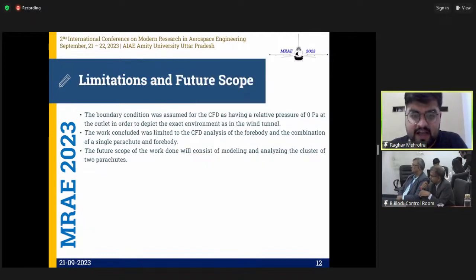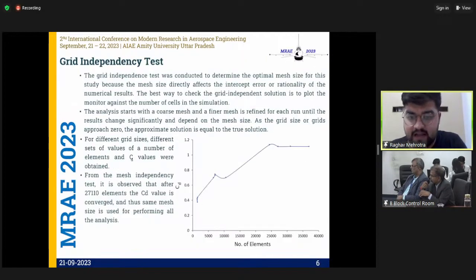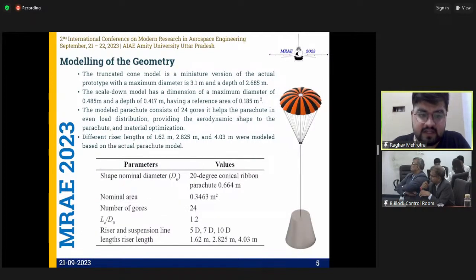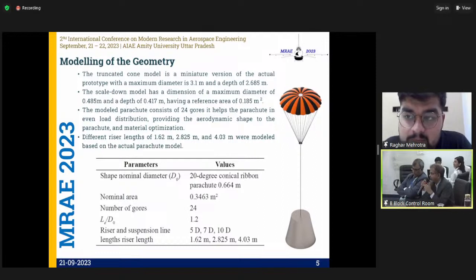So, sir, I'll clarify once again that whatever suspension lines are there, if you can see my cursor, this is the suspension length and this is the riser length. Based on that, we have done the analysis at different riser lengths and suspension lengths, but together they form 5D, 7D, and 10D, which you can see on this slide, riser and suspension line. I was just asking about the angle between these. Right now they are straight lines.